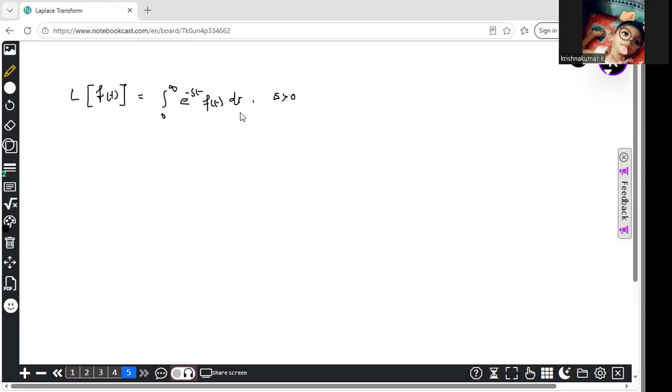After finding the Laplace transform, we get a function which contains the variable s. So the resultant of this expression will be a function of s, and we can give the notation F of s for this function. This Laplace transform of f of t will be equal to some function of s only. We have already discussed these things, but anyway, I want to recall them again.